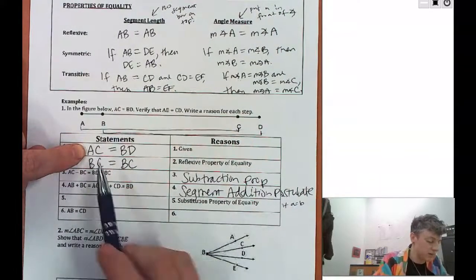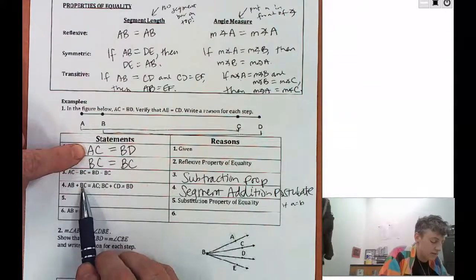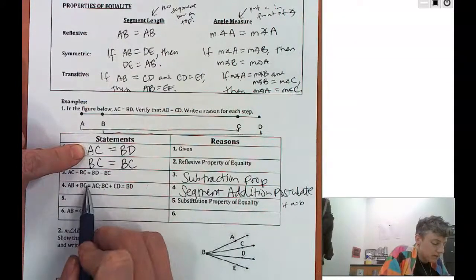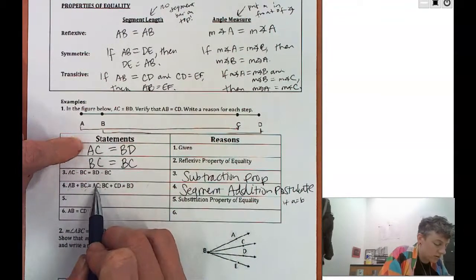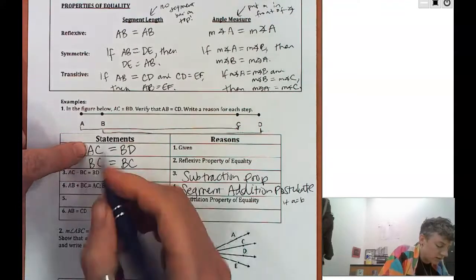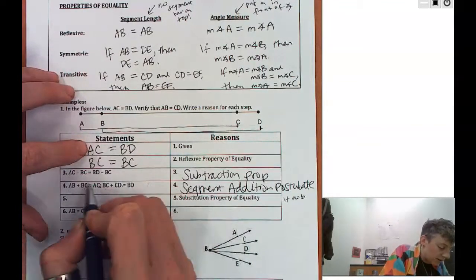AC equals BD. We also have down here AB plus BC equals AC. So I can take this entire expression and plug it in for AC here. They're equal to each other. This equals AC, so instead of this AC, I can plug that guy in there.